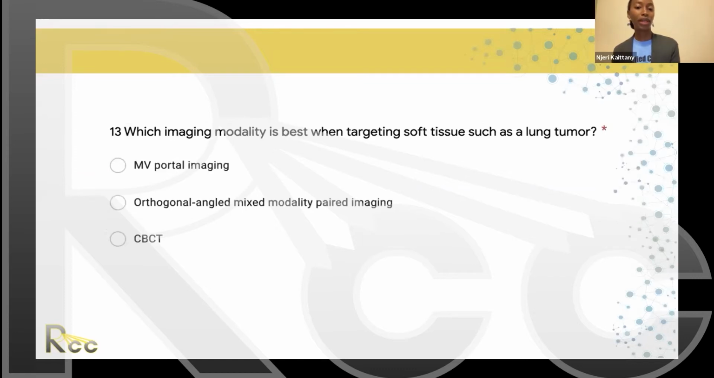Which imaging modality is best when targeting soft tissue such as lung tumor? Again, I'll give you a second. And again, this one should be pretty obvious. Ready? Next. Yep, CBCT. So CBCTs are very good for soft tissue. They do give you a 3D visualization. So CBCT would be your best option for this. Next.